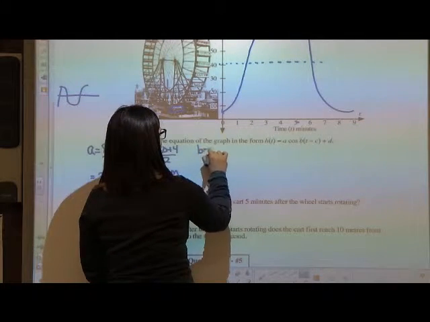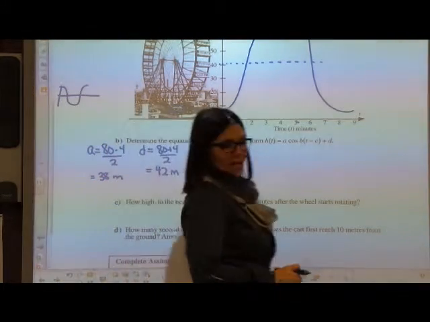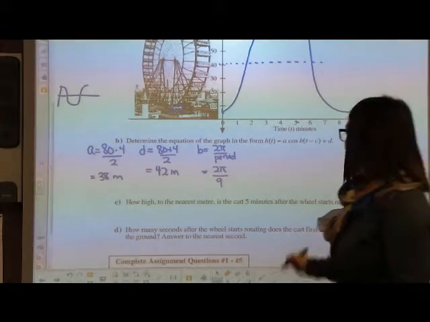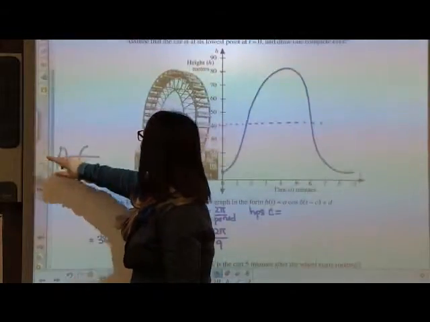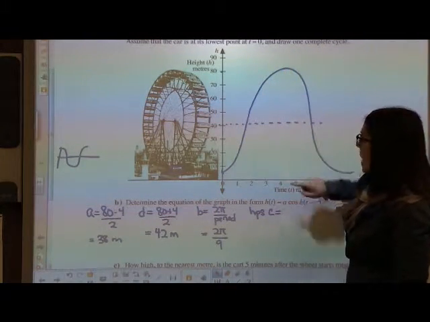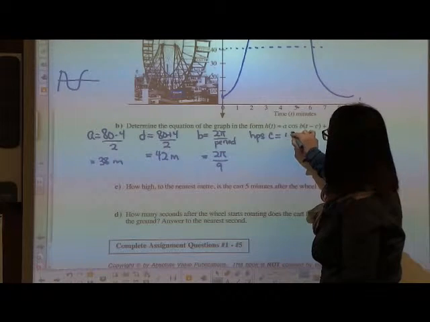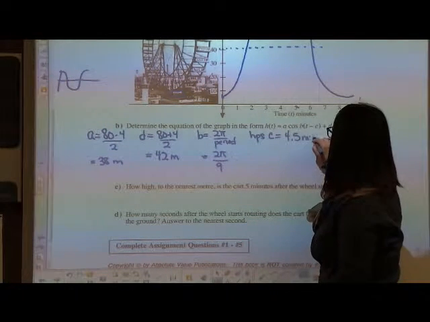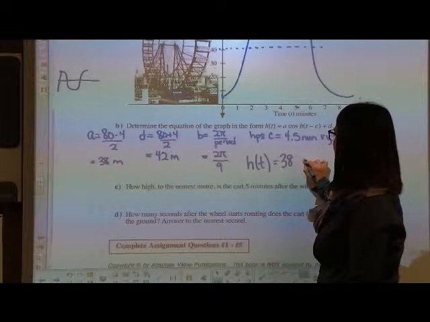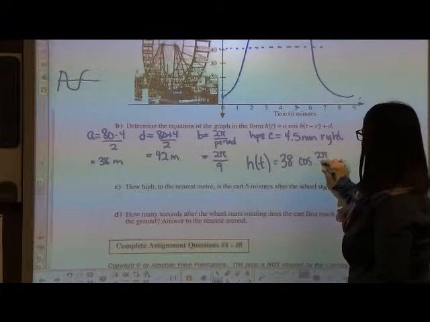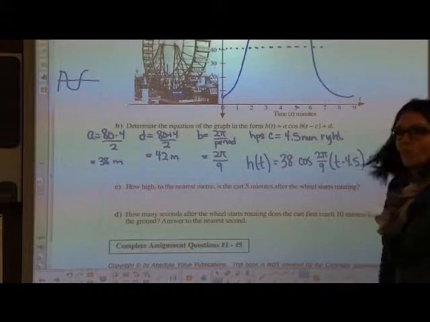Then we have the B value, which is 2 pi over the period. And we know the period is 9 minutes, so I get 2 pi over 9. And then my horizontal phase shift, which is my C value. If I look up at my graph again, it's hitting this maximum point, which happens at 4.5 minutes. So my horizontal phase shift would be 4.5 to the right. So my equation would be h of t equals 38 cos of 2 pi over 9 times (t minus 4.5), plus 42.